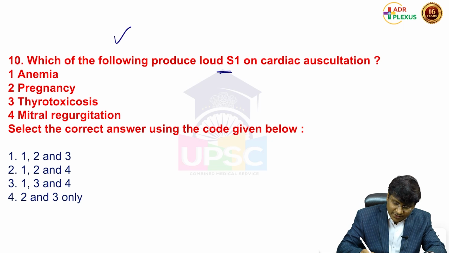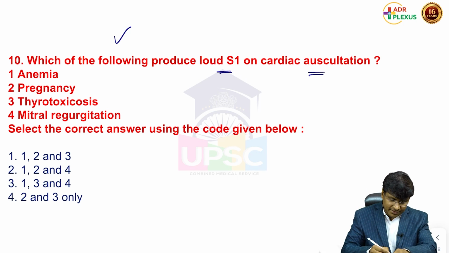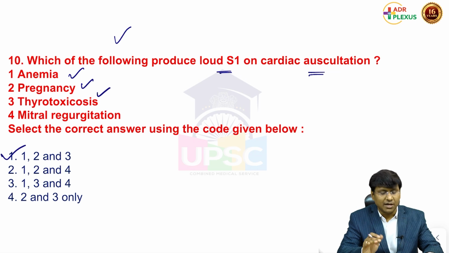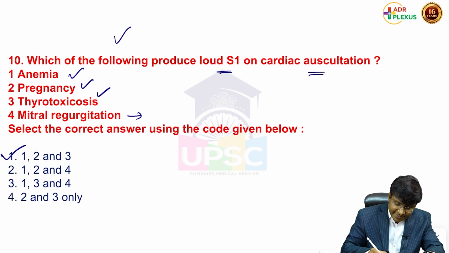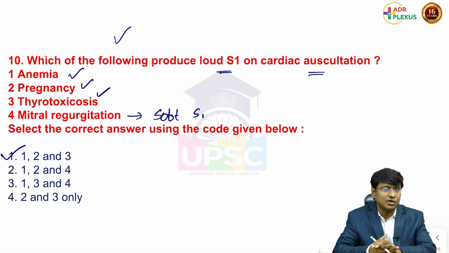produce loud S1 on the cardiac auscultation? Anemia, pregnancy, thyrotoxicosis, mitral regurgitation. Select the correct answer using the code given below. So among the options here, right, anemia, pregnancy, thyrotoxicosis is the one which will be causing loud S1. Whereas in case of mitral regurgitation, they will have soft S1, because in mitral regurgitation, the mitral valve is not closing completely. That is the reason why they'll have soft S1.